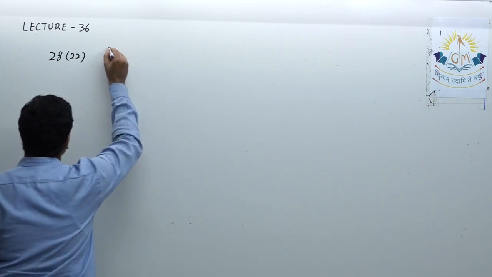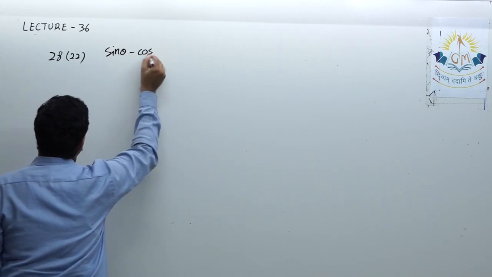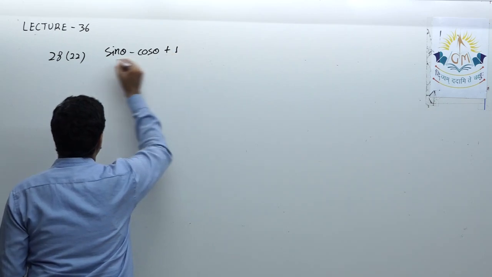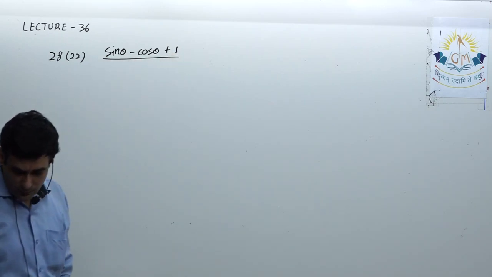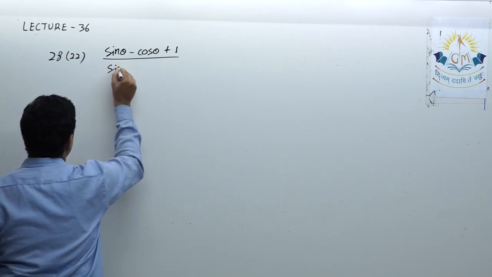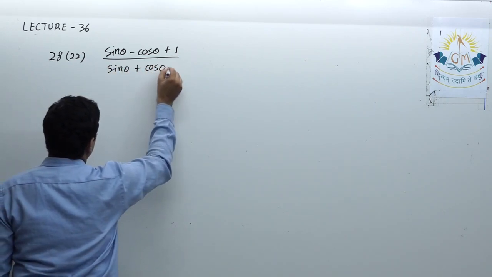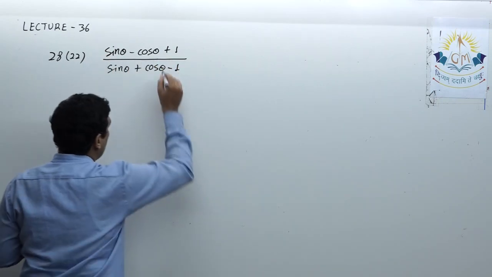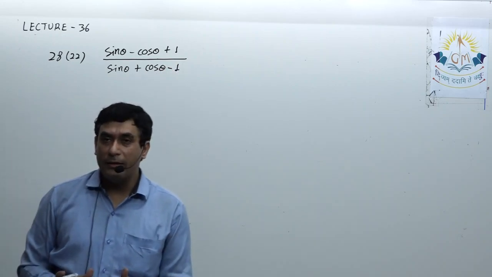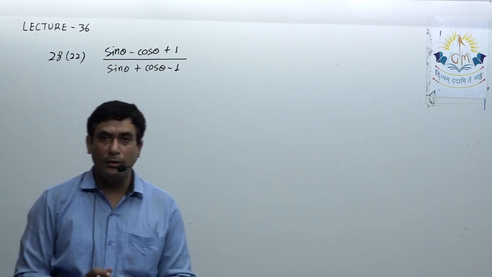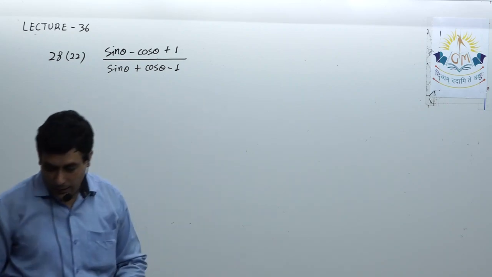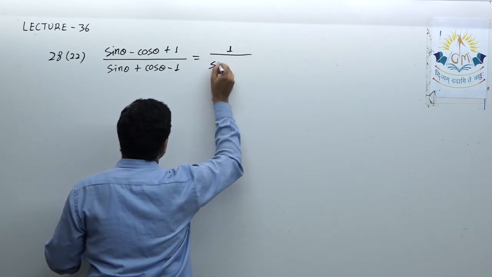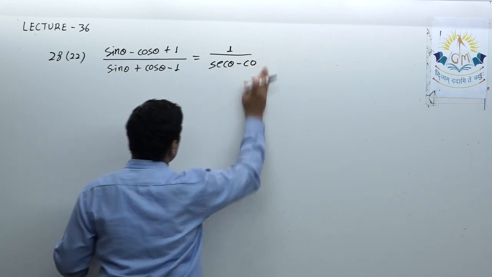Here we have to prove (sine theta minus cos theta plus 1) upon (sine theta plus cos theta minus 1). See, in general I told you that whenever we have to prove something, we generally convert the trigonometric ratios into sine and cos. Here they are already in sine and cos, but here we have to use a little bit different strategy. First let me write this question completely.